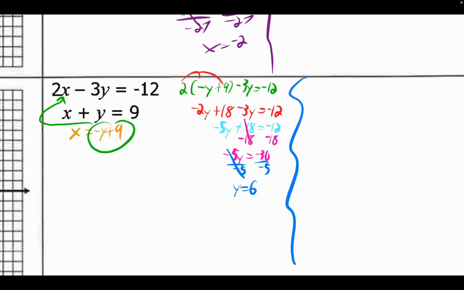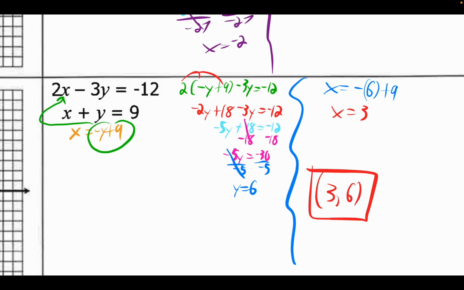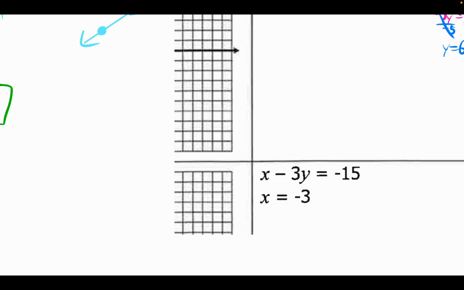And I plug this into any equation. I'll choose my newest one that I modified and get x equals negative of 6 plus 9. And negative 6 plus 9 is 3. So the ordered pair is 3, 6, just like we got when we graphed it. On to number 4.